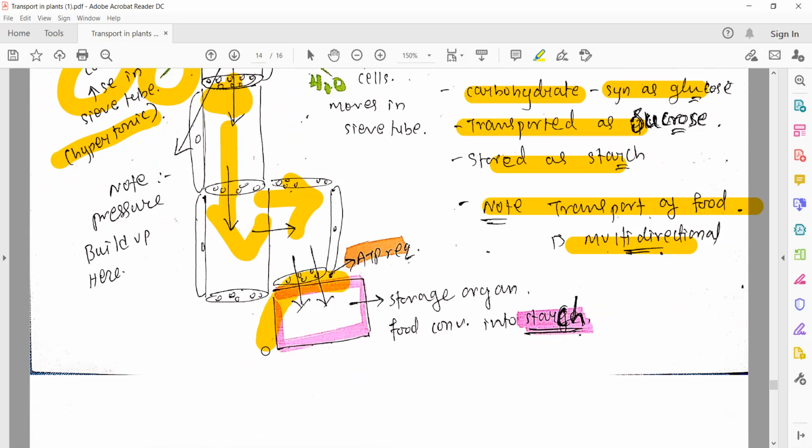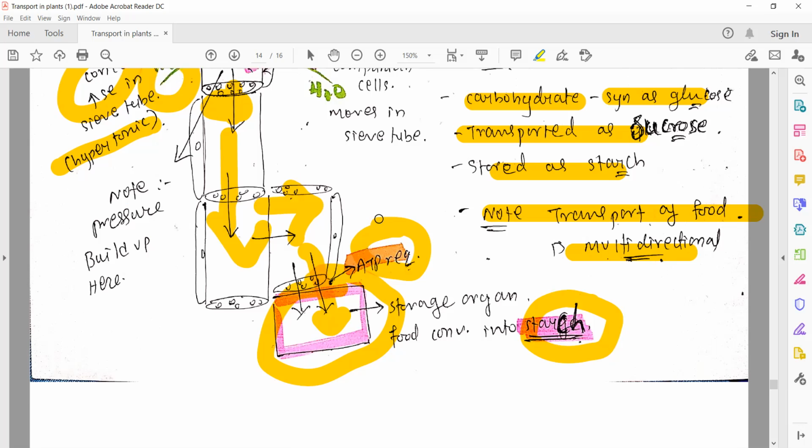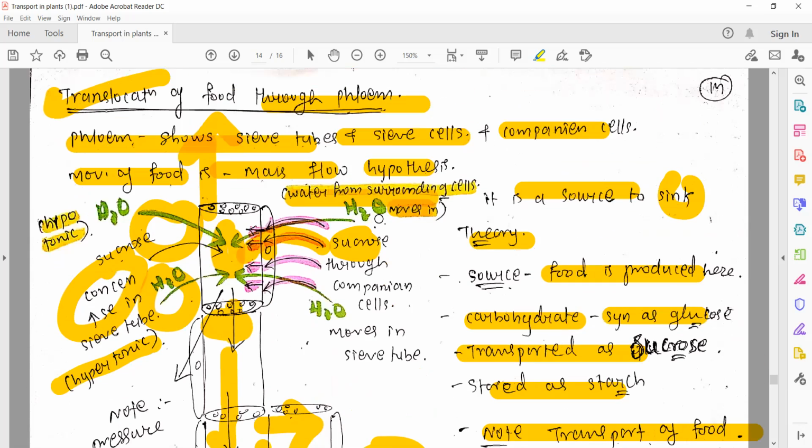Now suppose it has to be stored. While storing, from the sieve tubes, when things enter into the storage organ, it can be anything, it will always be stored in the form of starch, but this will be an active process, meaning it is an ATP required process. What is a process that requires ATP called? It is an active process. So whenever the sucrose has to be stored into the storage organ, it is an active process. Keep this in mind, a very very important and easy concept over here.